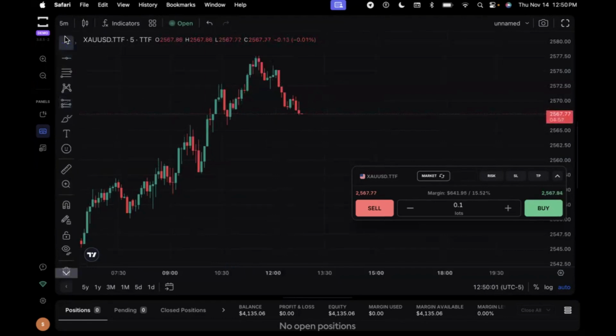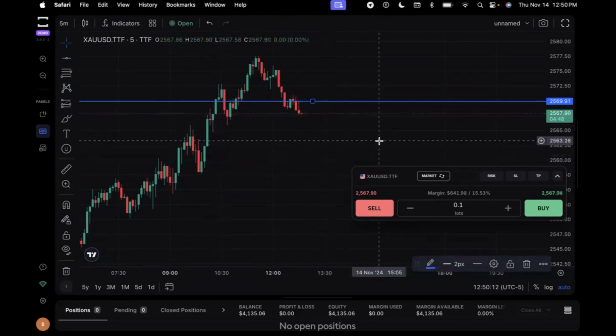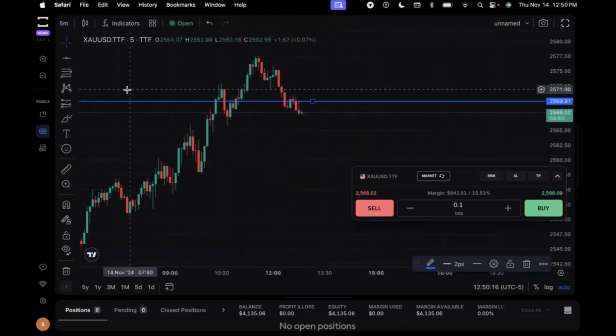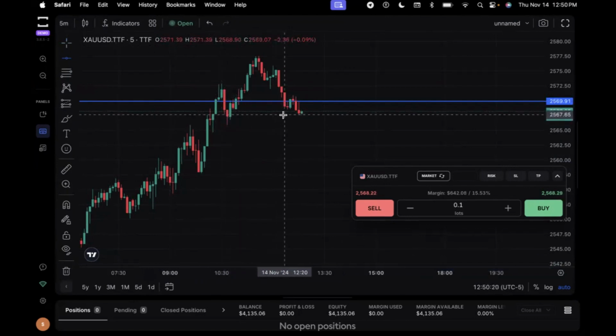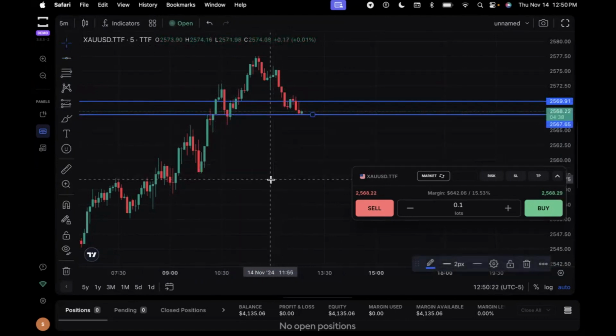So what you want to do is come to your toolbar on the left side and get a horizontal line and use the most recent high that you can see, right? So in this case, we can see that the most recent high was at 2569. And then you want to also look at the most recent low that you can see. In this case, the most recent low was 2567.